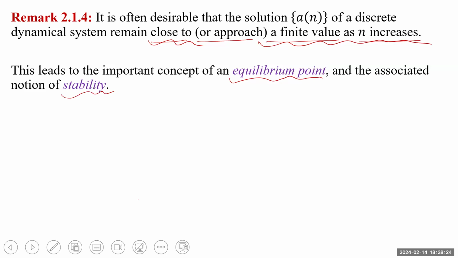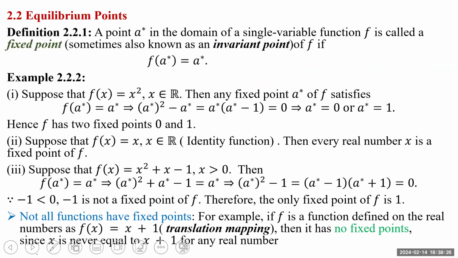right? Okay. So we need to discuss what an equilibrium point is. Before going to the equilibrium point, we need to define what a fixed point is, which we sometimes call an invariant point, right? Suppose you have a function f of x. Under what circumstances is this function value invariant? What type of points in the domain? Such a point we call a fixed point.